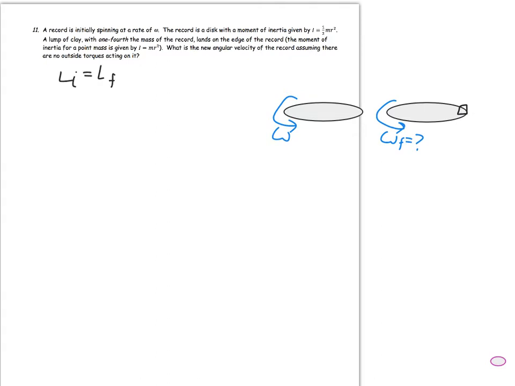So initially, what has angular momentum in our system is just the disk. So the moment of inertia of the disk times that angular speed that we have for the disk is going to be equal to our angular momentum afterwards, which is the two objects together, so we're going to add their moments of inertia, times that final angular speed, which is what we're ultimately looking for.